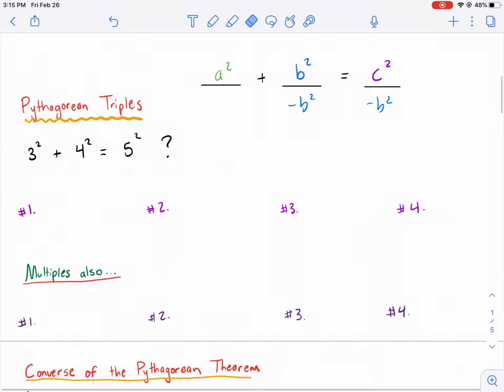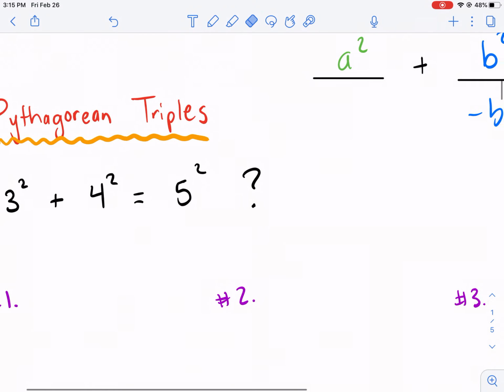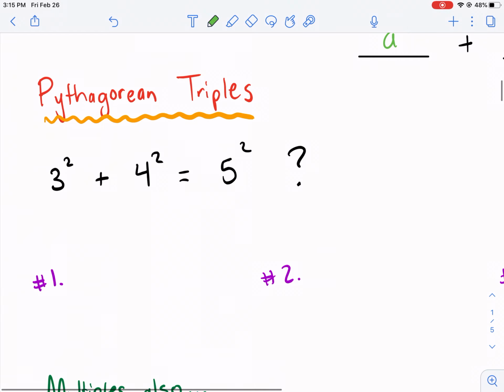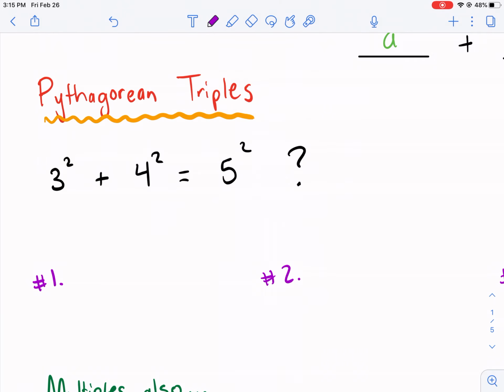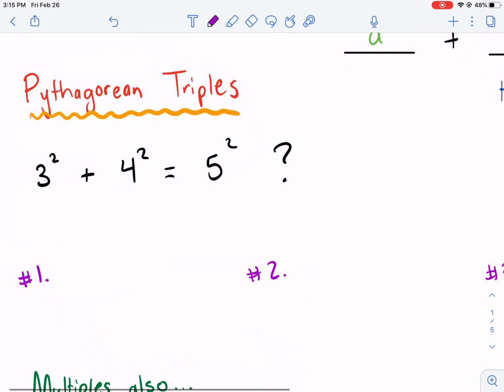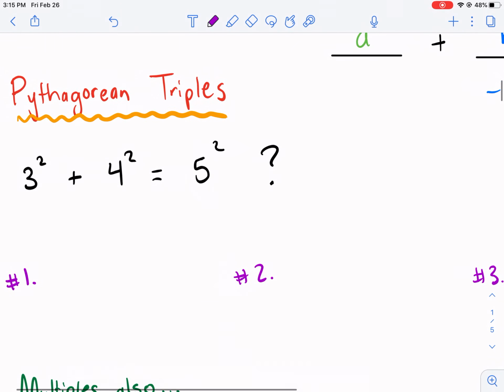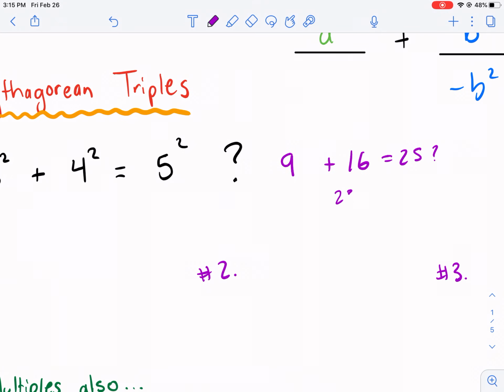Now, what is a Pythagorean triple? Well, a Pythagorean triple is anytime we have three integers that create a Pythagorean theorem relationship. So in this case, 3 squared plus 4 squared, does it equal 5 squared? Well, 3 squared is 9. 4 squared is 16. Does that equal 25? Yes, it does. 9 plus 16 equals 25.